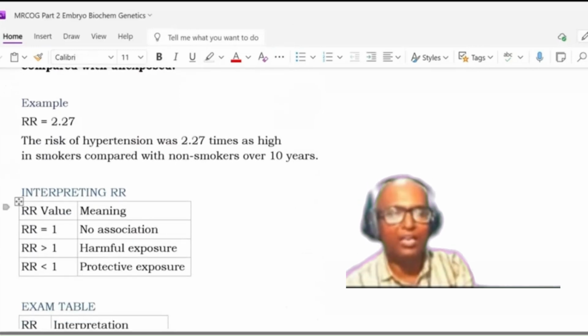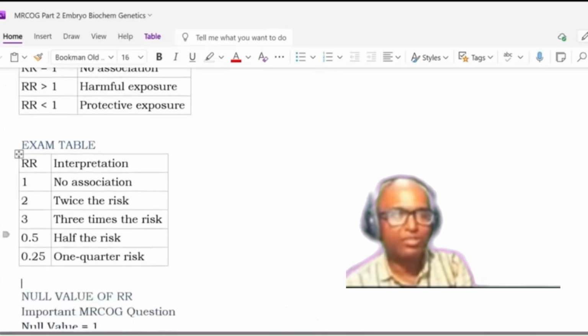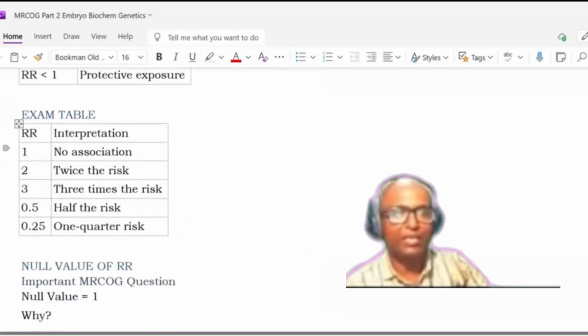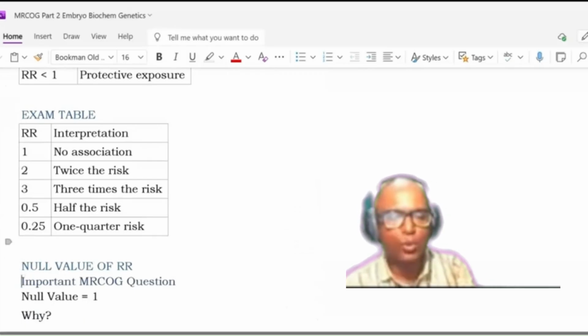Okay. So what is the meaning of RR values? RR equal to 1 means there is no association. Relative risk more than 1 is a harmful exposure. Relative risk less than 1 is a protective exposure. Okay, so this is the thing which you should remember. 1 means no association, 2 means twice the risk, 3 means 3 times the risk, 0.5 means half the risk, and 0.25 is a 1/4 risk. Okay, so the null value for RR is 1.